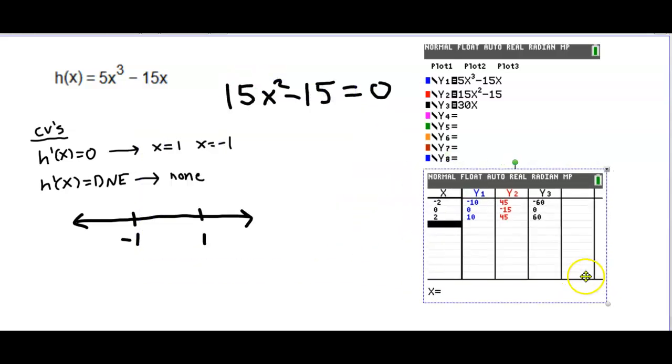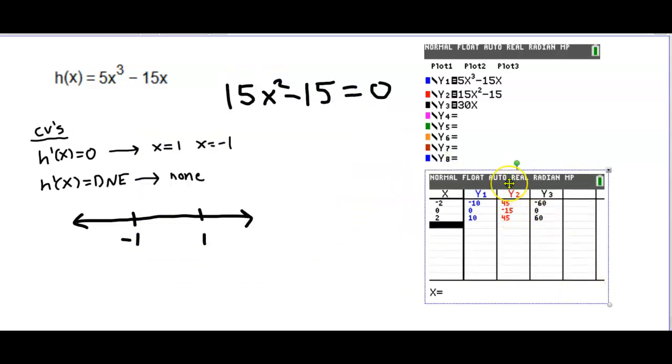Now y2 is where the first derivative is located, so I'm looking at this column here, and I can see that to the left of -1, I'm getting a +45, so I know my function's increasing there. Between -1 and 1, at x equals 0, I've got a -15. That means the function is decreasing because it's negative. And then again, to the right of 1, at x equals 2, I've got a positive value, so my function's going back up.